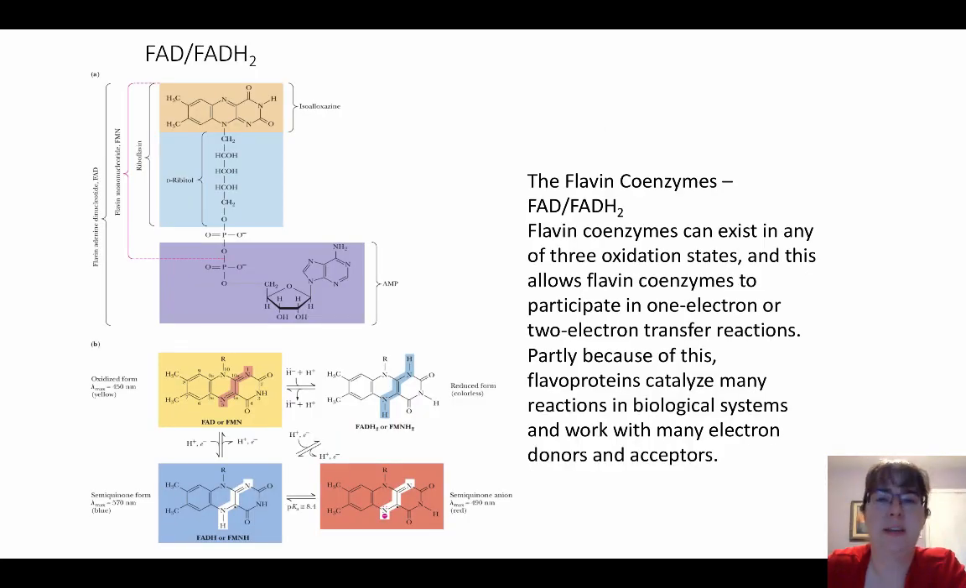Another reminder with FAD and FADH2 is that this compound goes through multiple oxidation states. So since FAD and FADH2 have actually 3 different oxidation states, they can be involved in both 1 electron and 2 electron transfers. So this ability makes them really useful in a lot of biochemical reactions because they can accept electrons easier and participate in lower energy reactions or higher energy reactions.